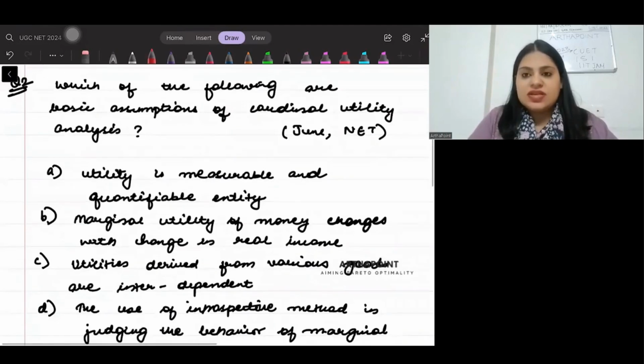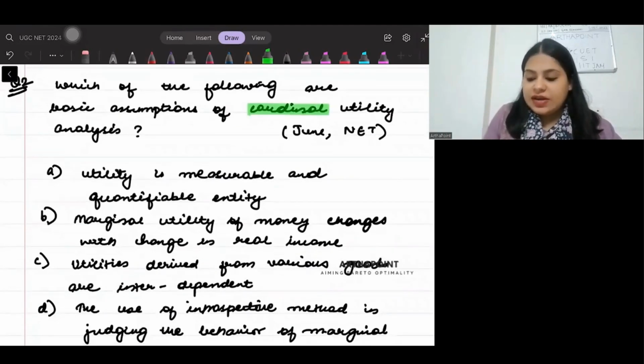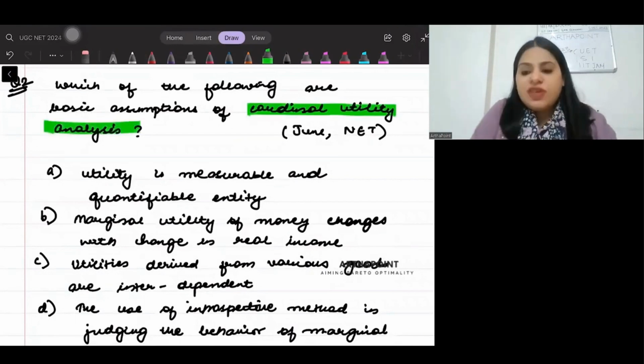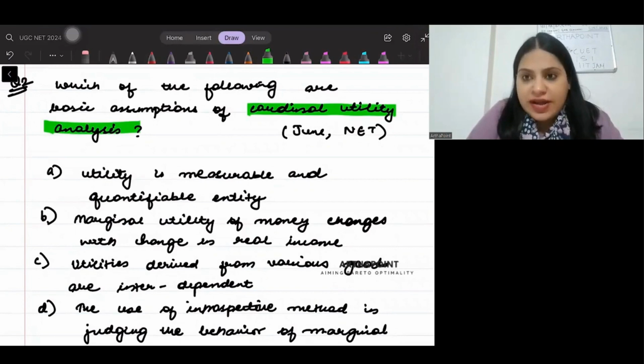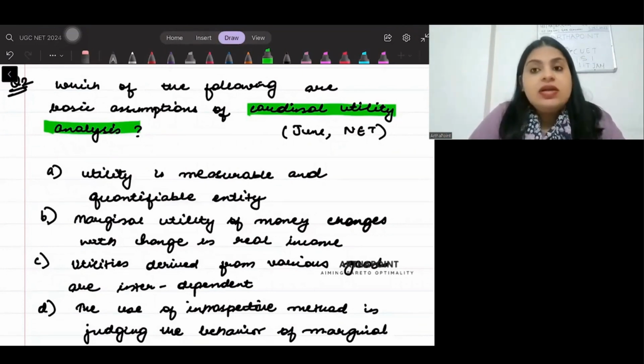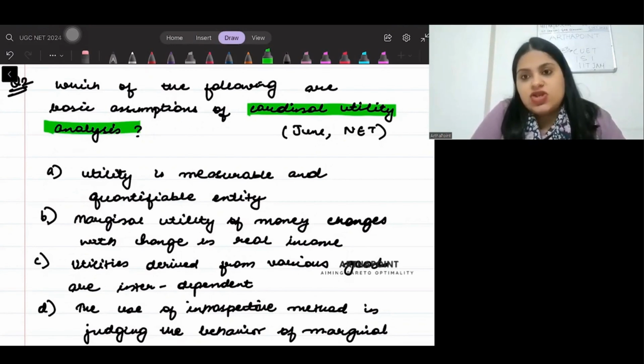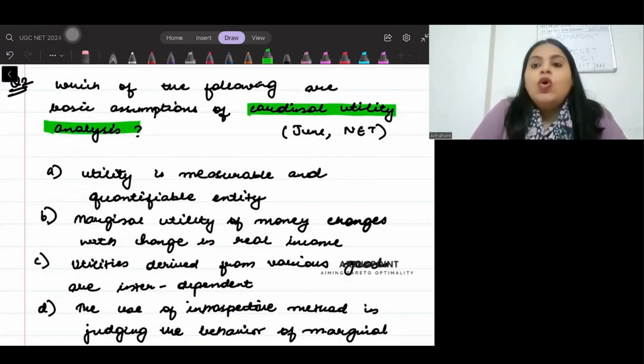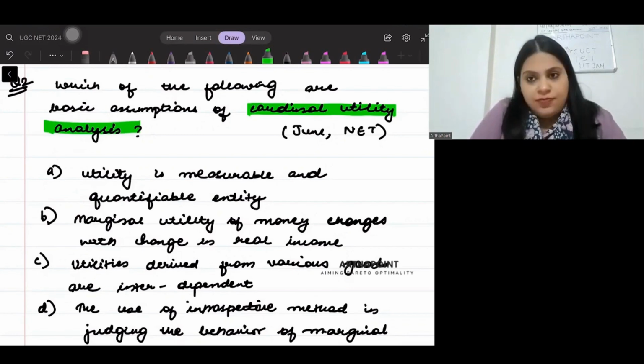The following are basic assumptions of cardinal utility analysis. Beta, we know that there are two kinds of utility analysis. One is known as cardinal, the other is known as ordinal. Cardinal is based on numbers. Whenever you give numbers to utility in terms of utils, right? That I'm getting utility of 10, 20, 40. So whenever you give numbers to utility, it is called cardinal utility analysis. जब भी utility को numbers देते हो, उसको cardinal utility analysis बोलते हैं.